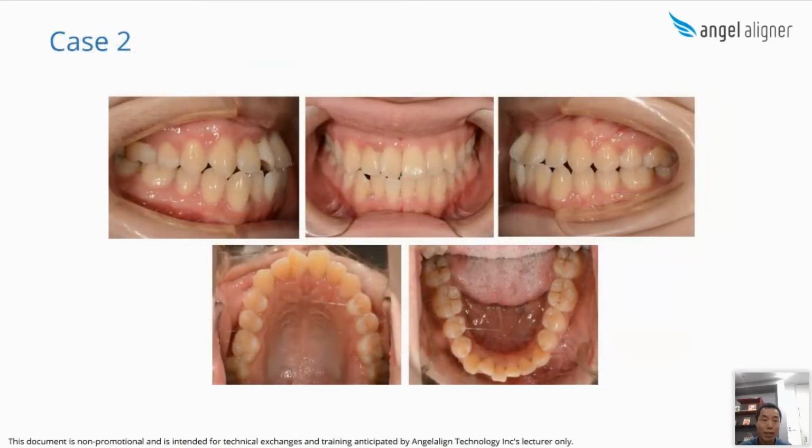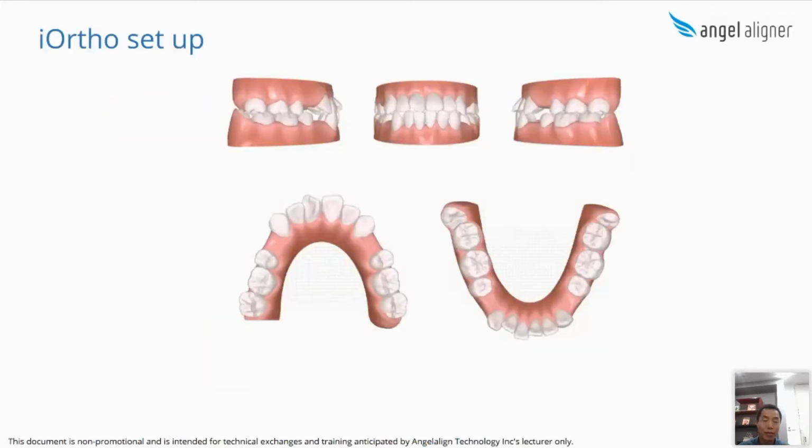Okay, let's see another case. We can see a rotation of the upper central incisor and crowding, and the teeth 11 and 41 in edge-to-edge occlusion. This is an extraction case. I extracted the four first premolars.